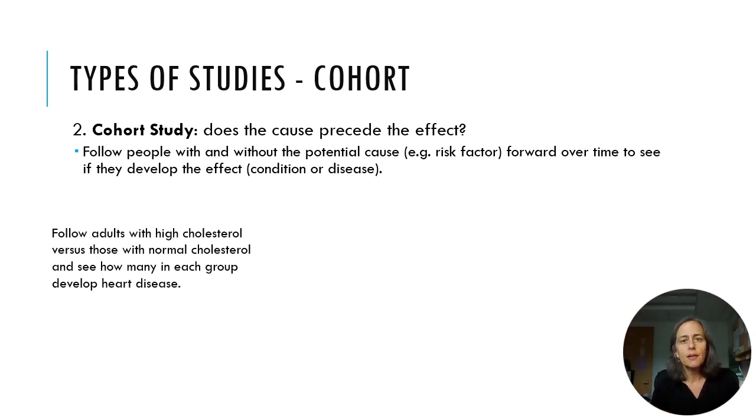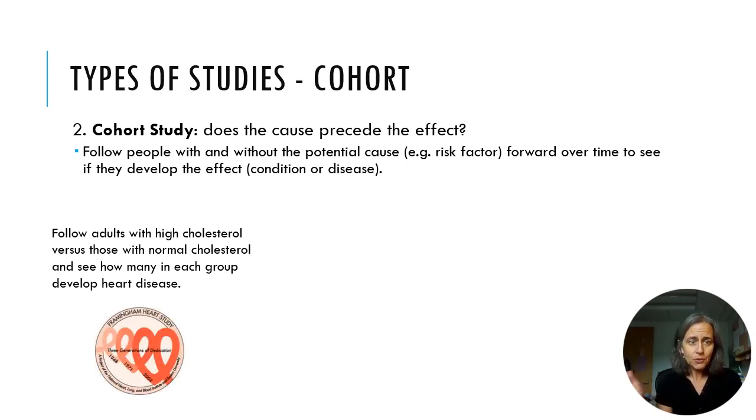So one of the huge and most influential studies that we ever did in the United States, and it's still ongoing, you'll see a media assignment about it, is looking at adults with various health conditions and following them over time and seeing what develops. So let's say we follow adults with high cholesterol levels versus those with normal cholesterol levels and see how many in each group go on to develop heart disease. And so this is the Framingham Heart Study that is still taking place in Framingham, Massachusetts.